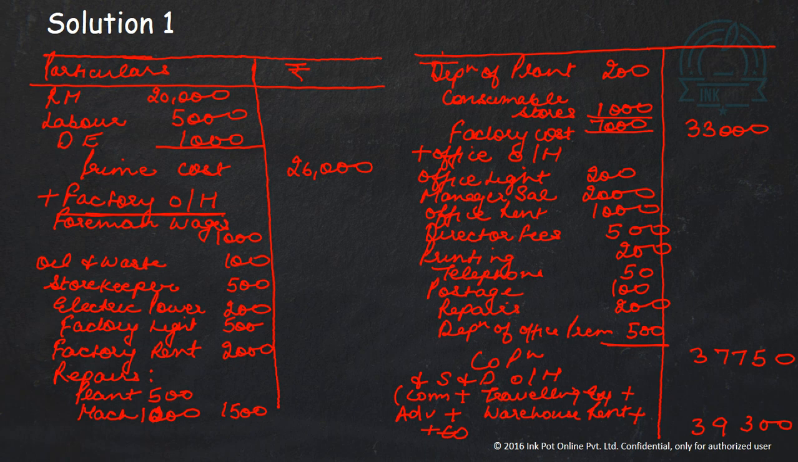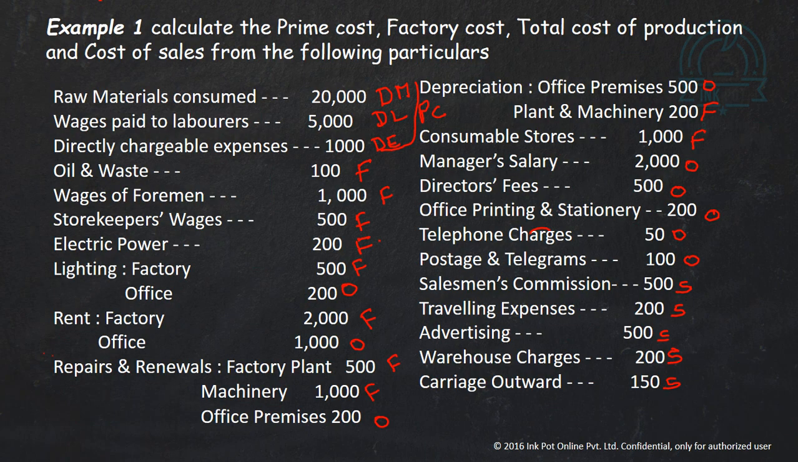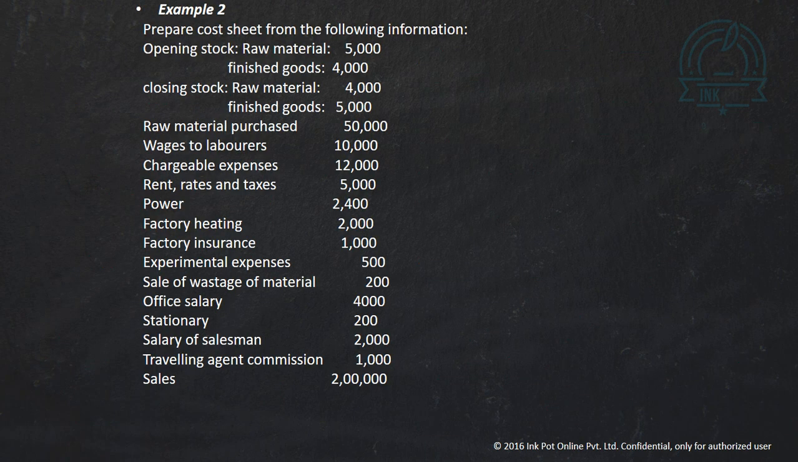Then we added office overheads to it, and by adding all the office expenses, we got cost of production as 37750, and at last we added all the selling and distribution expenses, and we got the total cost as 39300. So we got all the components of cost in this, right? Now we are moving to the next question. So this is our next question.